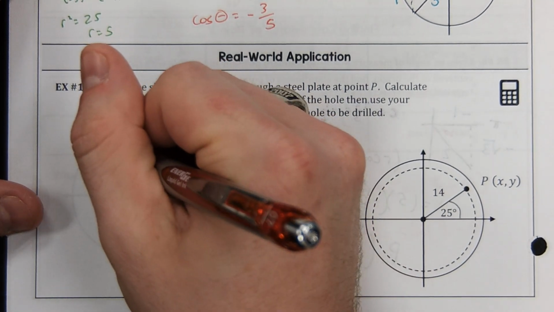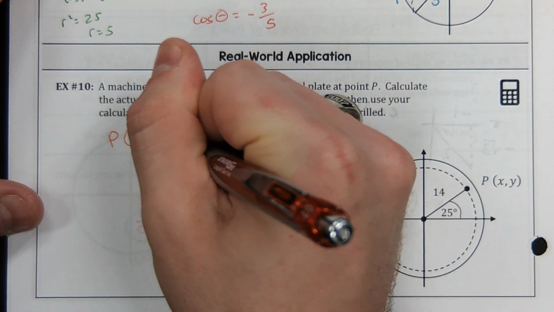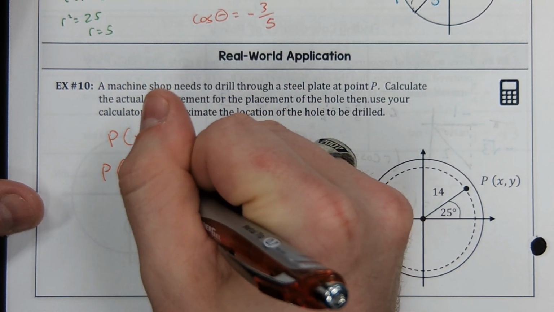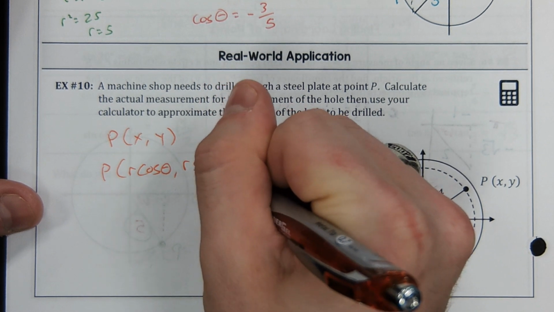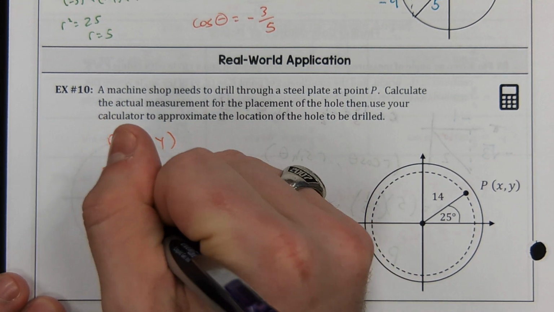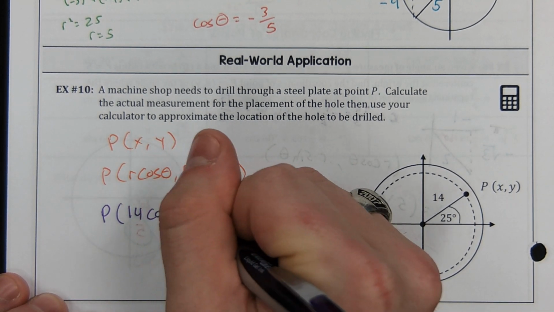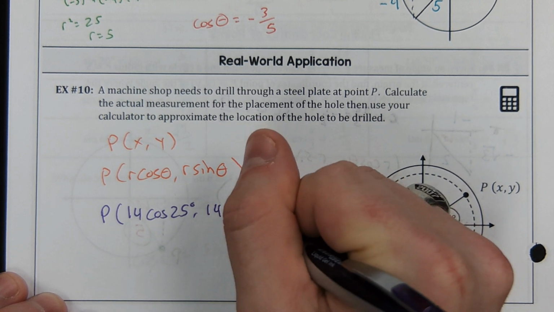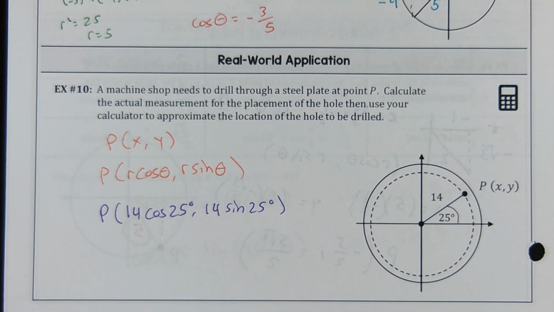Every coordinate in the xy plane is r cosine theta, comma, r sine theta. So we already know r, it's 14. And we know theta, it's 25 degrees. So just fill it out. The coordinates of our point are 14 cosine of 25 degrees, comma, 14 sine of 25 degrees. There it is. That's the perfect answer.